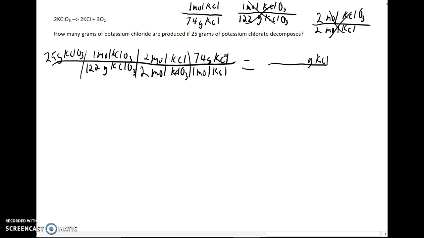And now I can go to my calculator, again, multiply everything across the top, 25 times 2 times 74, enter that into my calculator, then divide by each thing on the bottom, divided by 122, divided by 2. Again, mathematically, there's a lot of different ways for you to do that in terms of order of operations. But you want to make sure that your calculator is doing what you think it is doing. So that comes out to 152 grams of potassium chloride.